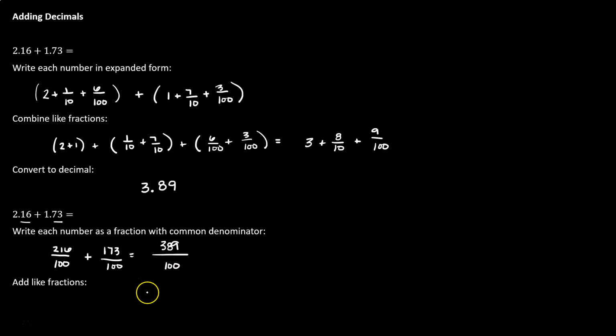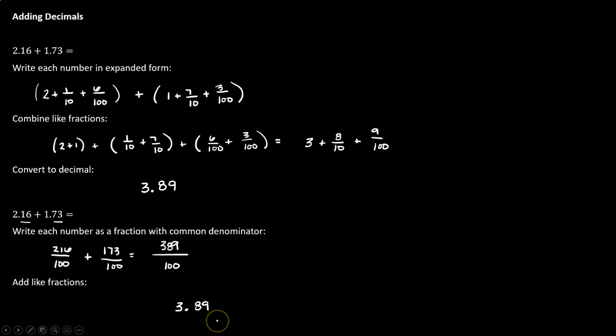So we've added our like fractions. Now we need to convert to a decimal. We know that 100 goes into 300 a total of 3 times. So we have 3 whole numbers. And then also we have 89 over 100. That looks like 89/100ths. So we get the same answer regardless of how we do it.